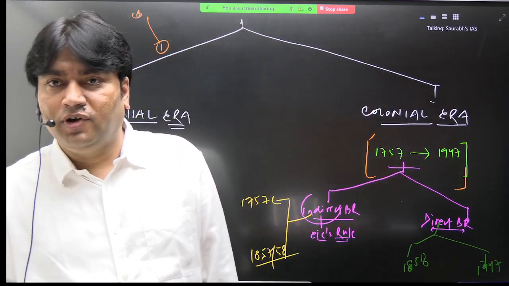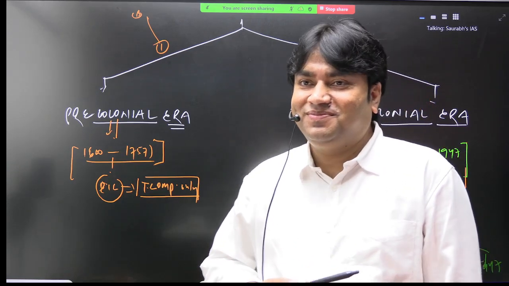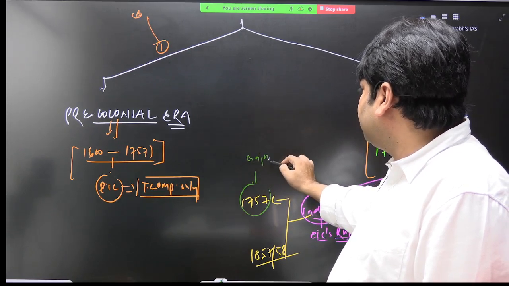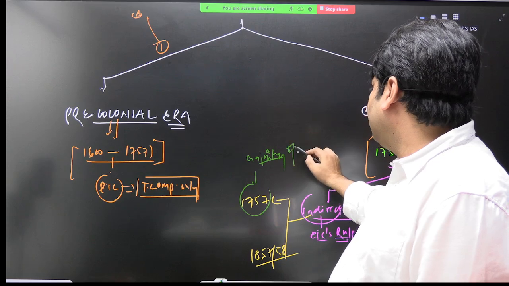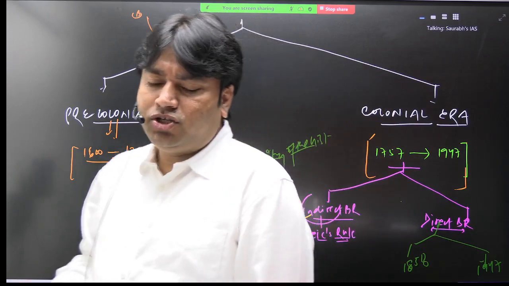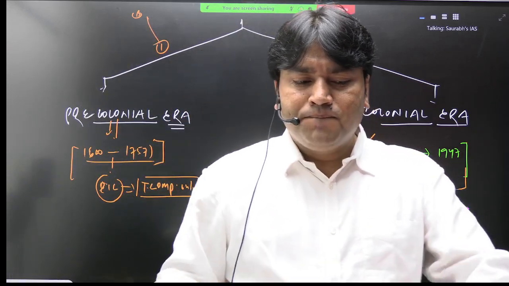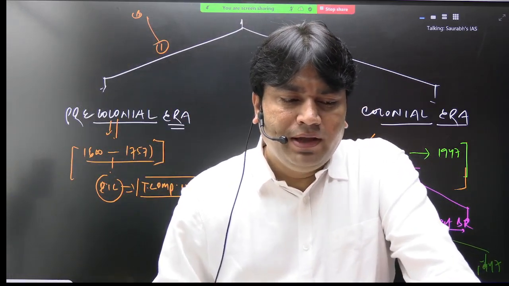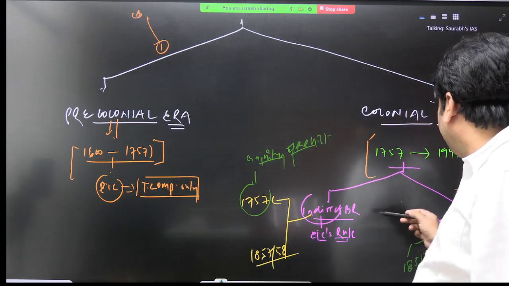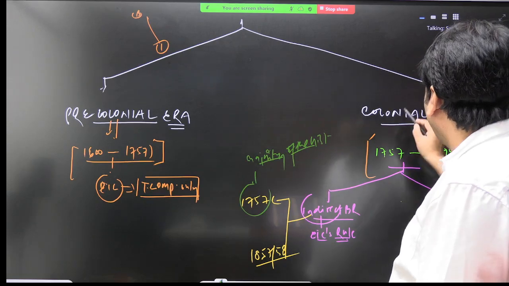Now the question, okay, that when British rule was established in India, what will be the answer? Majority of the historians share this opinion, because ये matter of debate है, कब से माने. The majority of the historians share this opinion: 1757. That is 1757.